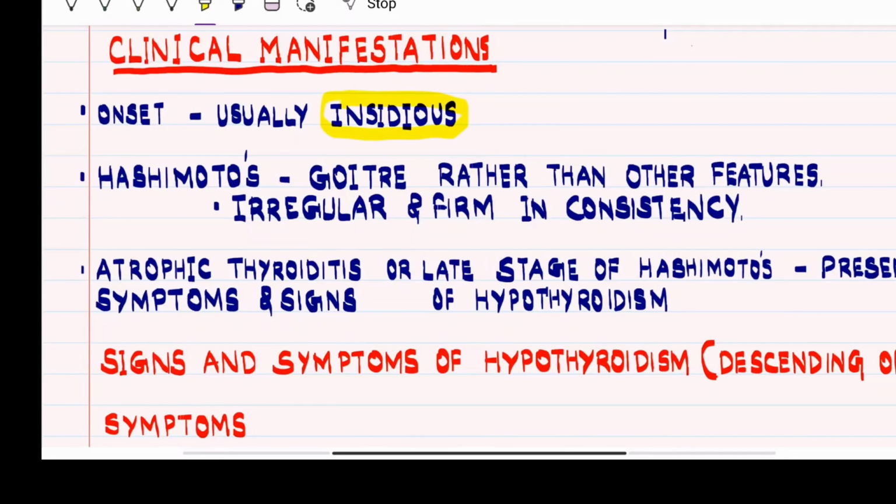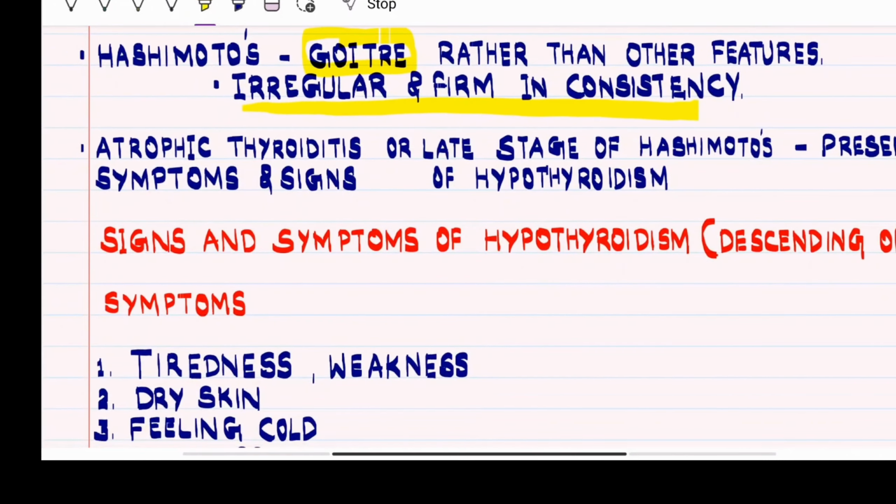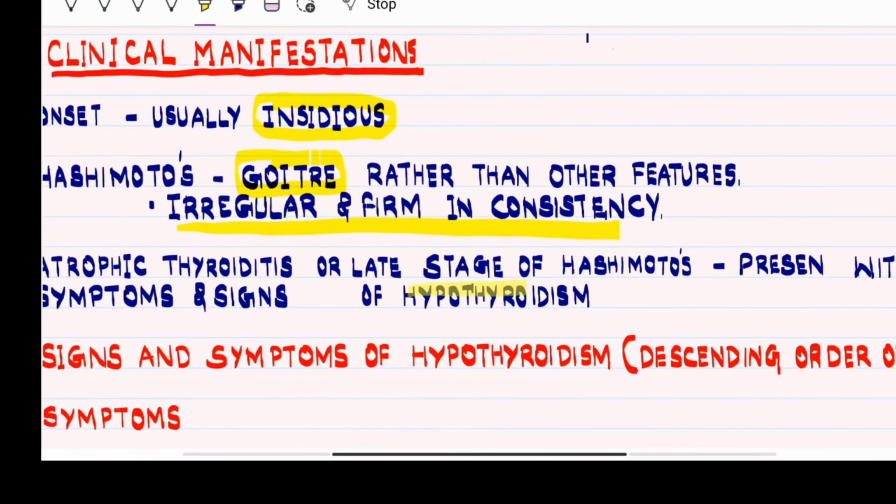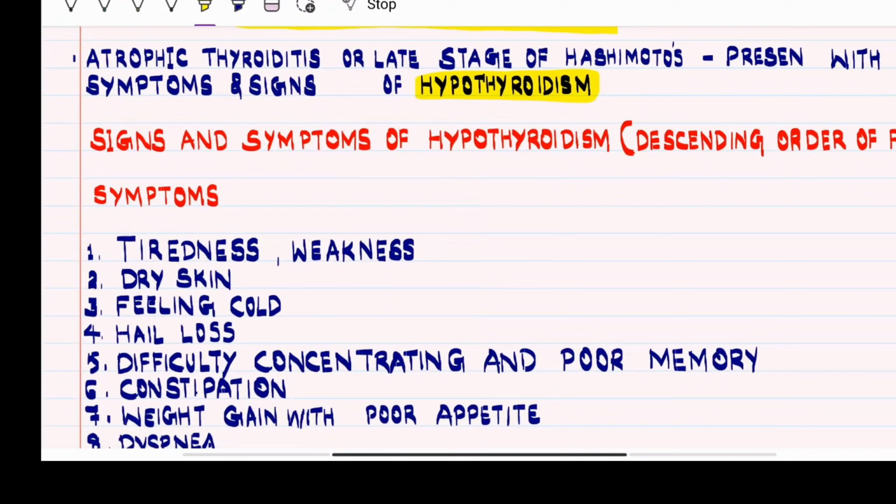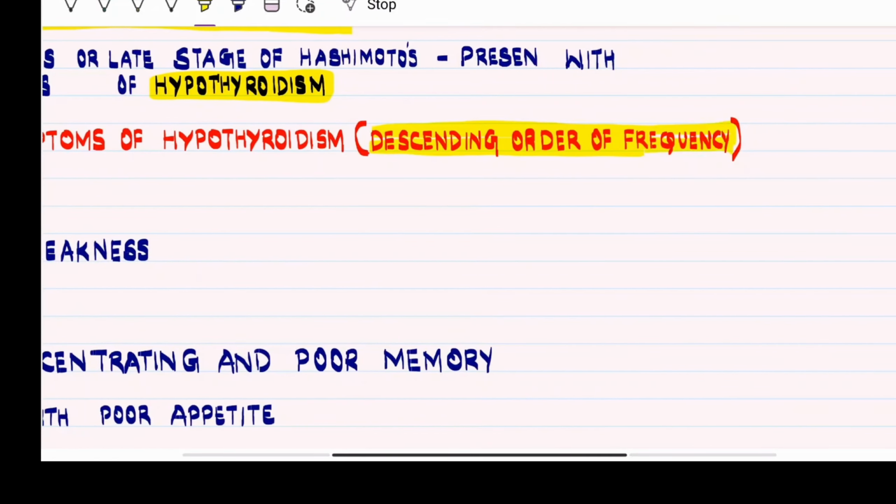Here are the clinical manifestations of Hashimoto's, which has an insidious onset. Rather than other features, it will occur as a goiter, which is irregular and firm in consistency. Next, atrophic thyroiditis or late stage of Hashimoto's presents with symptoms and signs of hypothyroidism. Because the gland is atrophic, there are signs and symptoms of hypothyroidism, which we can see in descending order of frequency.